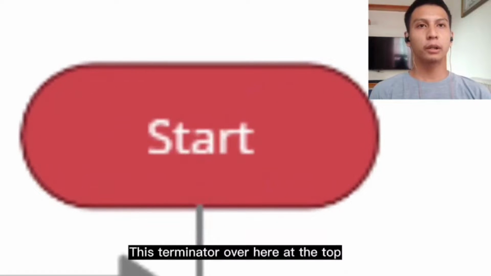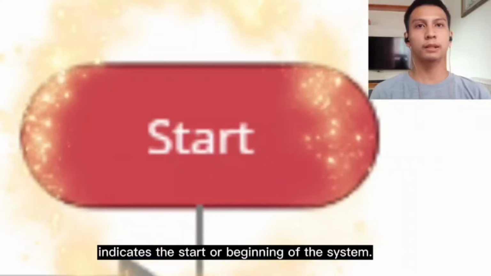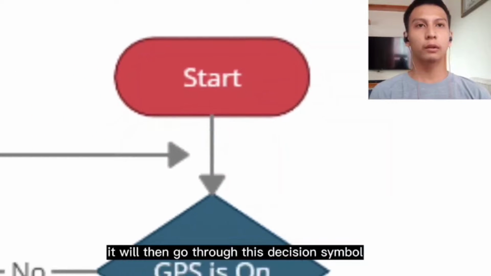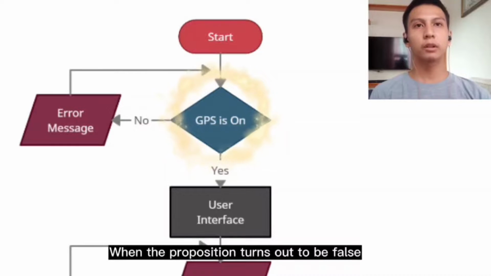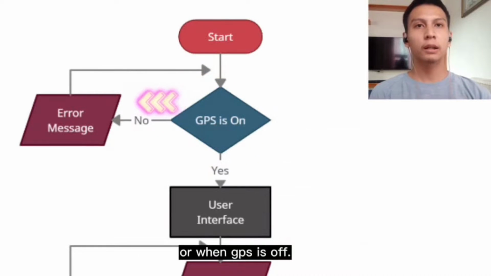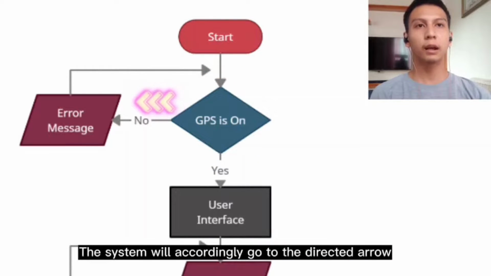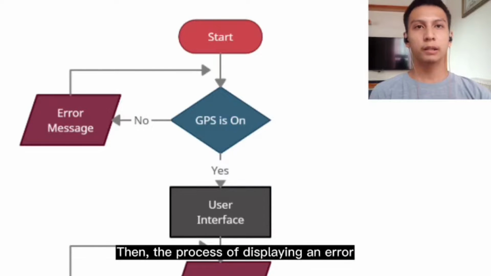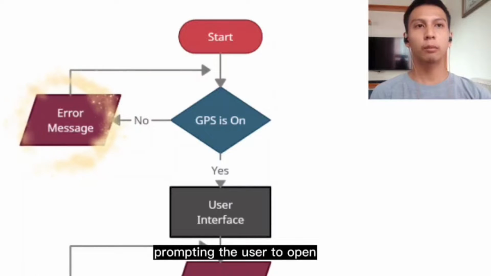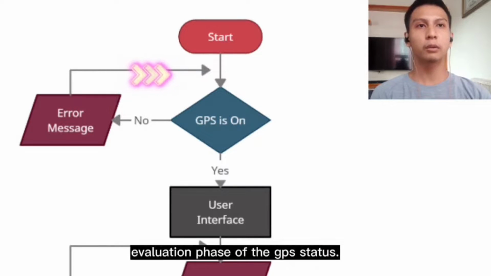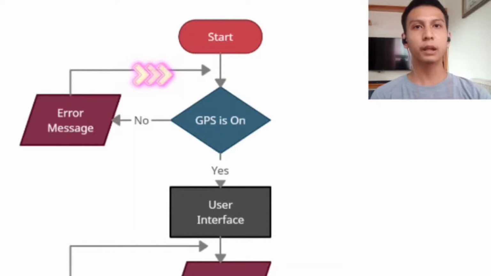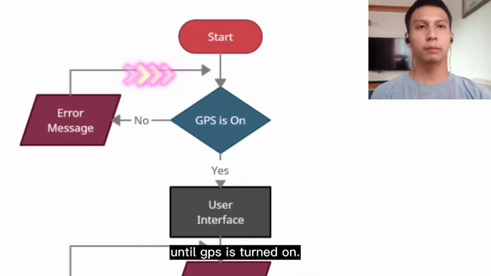This terminator over here at the top indicates the start or beginning of the system. Once it gets started, it will then go through this decision symbol to test the proposition: GPS is on. When the proposition turns out to be false, or when GPS is off, the system will accordingly go to the directed arrow with the no or false label. Then the process of displaying an error prompting the user to open GPS will be triggered. After that, it will go back again onto the evaluation phase of the GPS status. The arrow will keep on popping up until GPS is turned on.